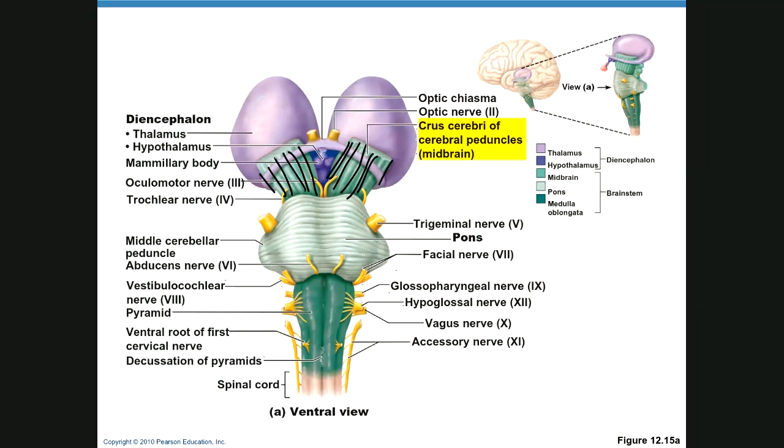Let's see. Okay, there we go. Those are the cerebellar peduncles. Cerebral peduncles, in the midbrain, right there. So this area right here and right here. And again, we're looking at an anterior view. So you need to remember where these are located.